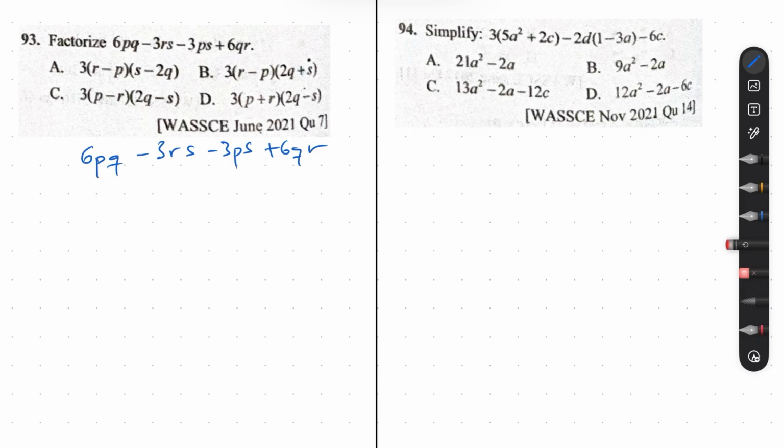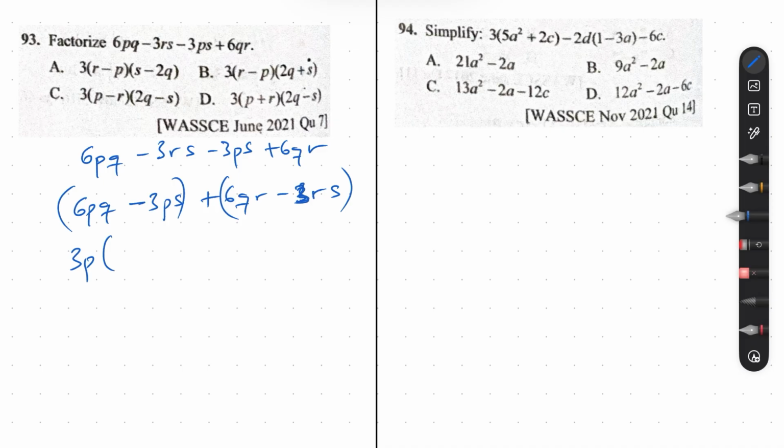Okay, so we have 6pq, minus 3ps, plus 6qr, minus 3rs. Let's group it in brackets so we can factor out. Here we can factor 3p out, then we'll be left with 2q minus s. Then here we can factor 3r out, and we're left with 2q minus s.